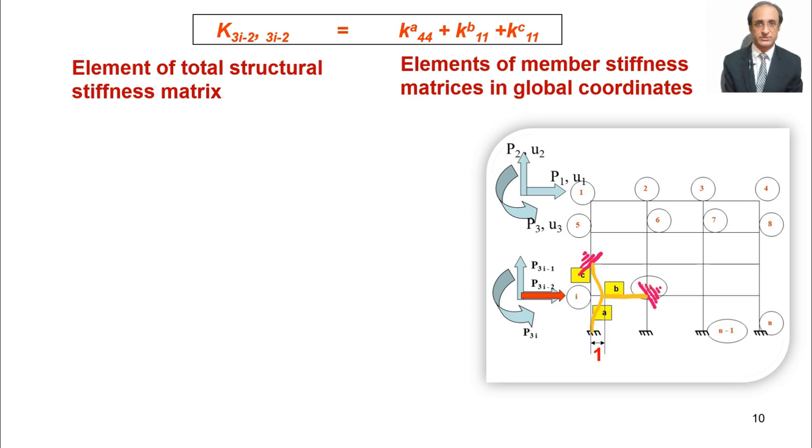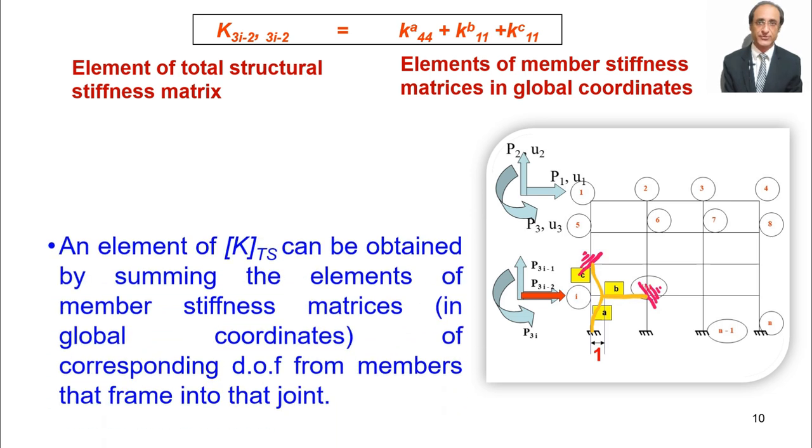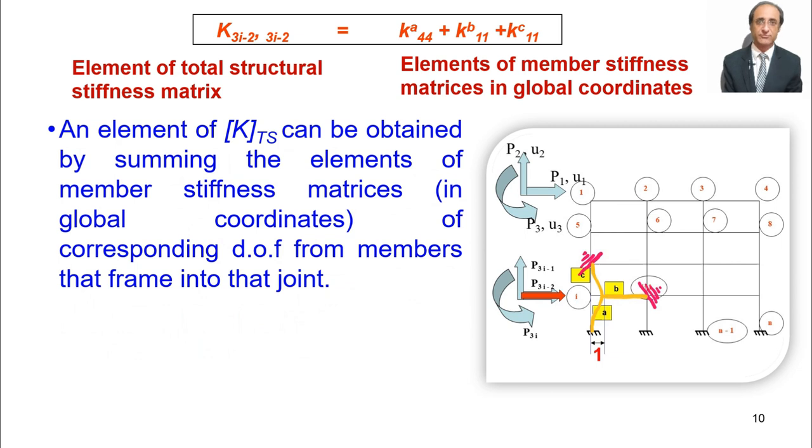So the principle is that an element of the total stiffness matrix of the structure is basically the algebraic sum of some of the elements of some members of the structure. But which are those members and which are those elements which are to be added? It's not arbitrary. That means in this term, these particular elements have made a contribution. Only these members. Other members will not make any contribution.